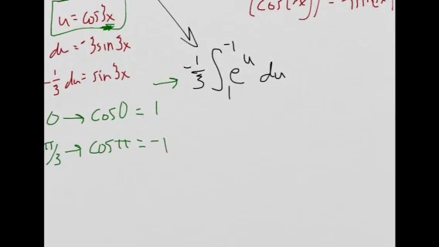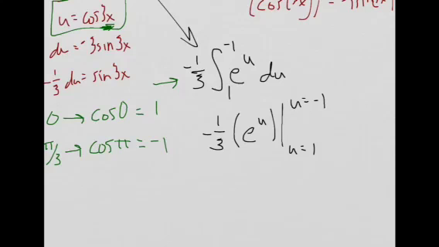So I need to evaluate this integral. So it's negative one-third, integral of e to the u du. Well, that's e to the u, right? The derivative of e to the x is e to the x, therefore the integral is the same thing, e to the x. So we just get e to the u, evaluated from u equals 1 to u equals negative 1.